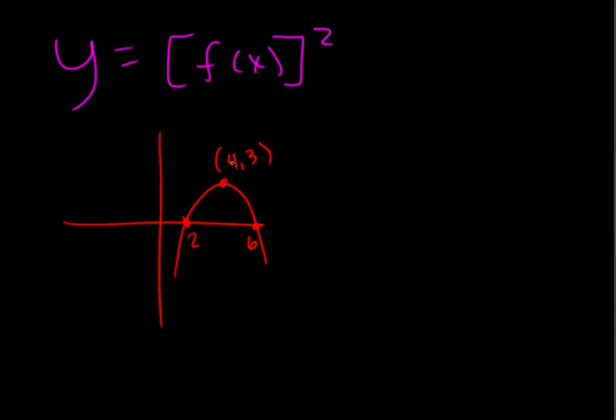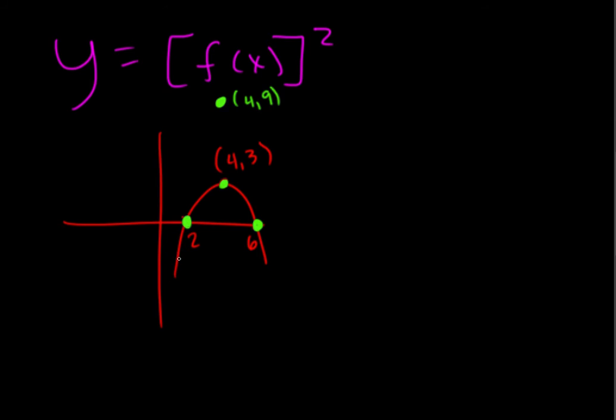So this is 4, 3. So if we plug in a 4 and we got a 3 out of it, in this new function where we're squaring it, that 3 is going to be squared. And so that's going to jump up to a new value of 4, 9. Now, because the outputs on this point and this point are 0, those will stay the same.